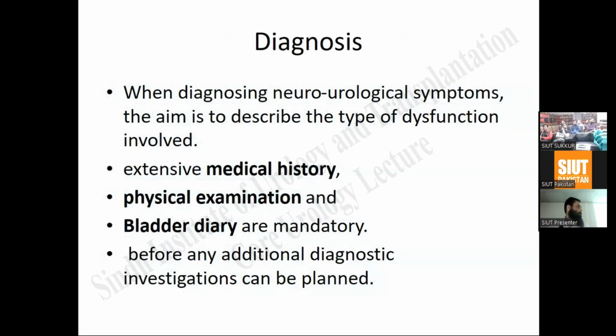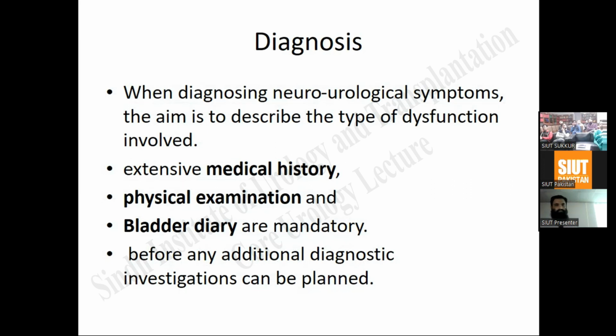Then, everyone, describe the physical examination of the patient. Then what will be the data? Can you describe the physical examination? What are the checkpoints you see, what things would you want to look for in a patient who has a neurogenic bladder?